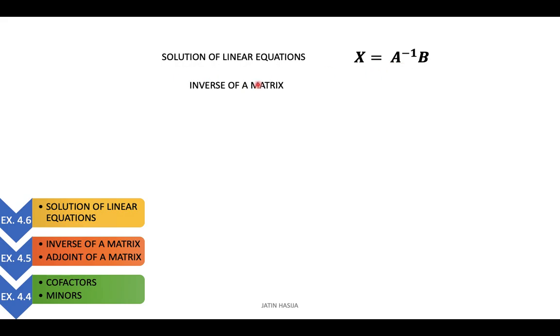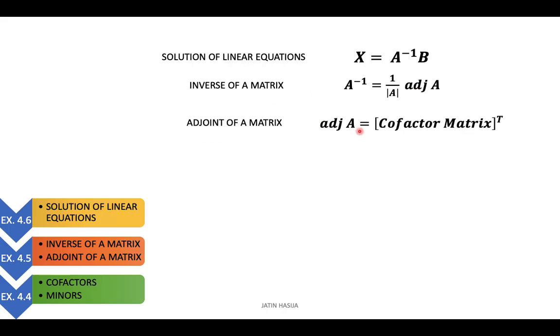The inverse of a matrix can be found by this particular formula: A inverse is equal to 1 upon mod A into adjoint A. Now comes another term, adjoint A, the adjoint of a matrix. The adjoint of a matrix can be found from the cofactors matrix and its transpose. Adjoint A will be the transpose of the cofactors matrix.